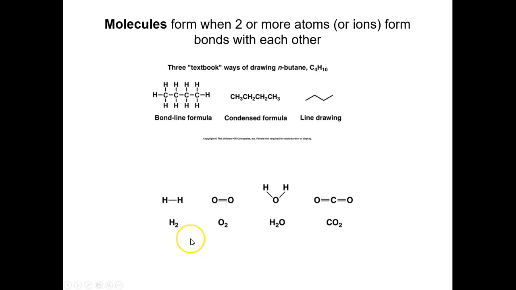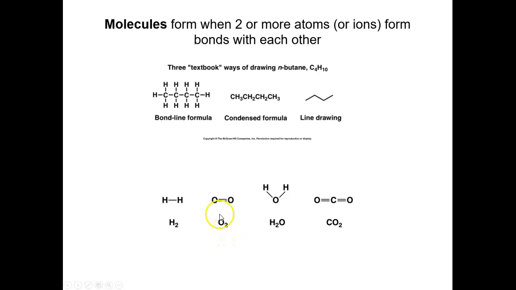I put some down here. These are some of the molecules that you should be familiar with in this class. Here we have 2 hydrogens, so 2 atoms of hydrogen. It's made all of one element, but hydrogen naturally forms molecules because it likes to be stuck to another hydrogen or something else. So in this case, H2 is what we would call hydrogen gas, H2.